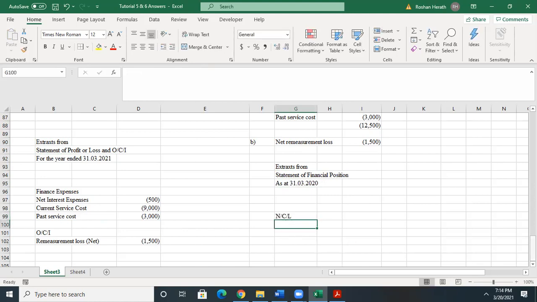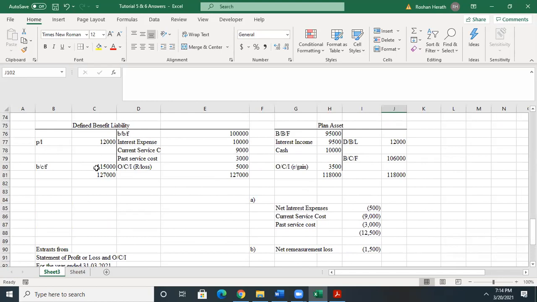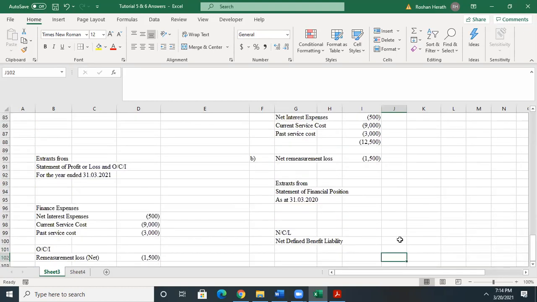So you are having a kind of a liability. Under the non-current liability, you can show the net defined benefit liability. So that is the net off, as I told you. You need to net off and take it. And how much? It's 115,000 and 106,000. Once you net them off against each other, that's going to give you 9,000. It's 115,000 obligation, 106,000 asset, so the net liability is 9,000.